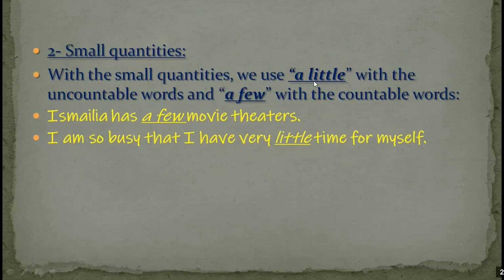With the small quantities, we use a little with the uncountable words and a few with the countable words. Ismailia has a few movie theaters. Movie theaters, that's countable. So we say a few. Never say Ismailia has a little movie theaters. Never. I am so busy that I have very little time for myself. Never say I have very few time for myself. Never. So little for the uncountable and a few for the countable.